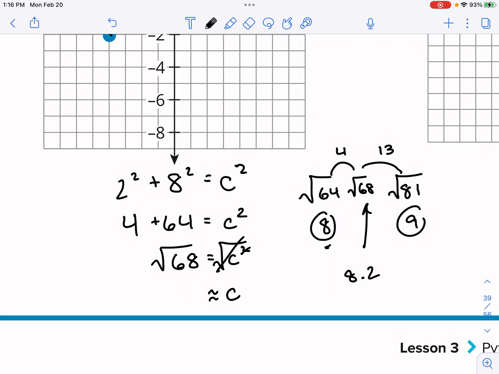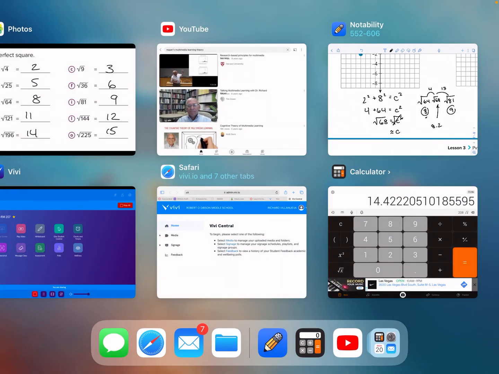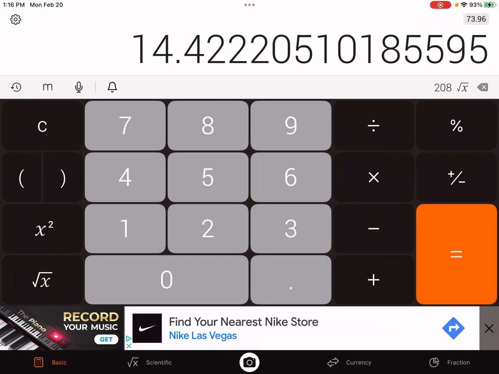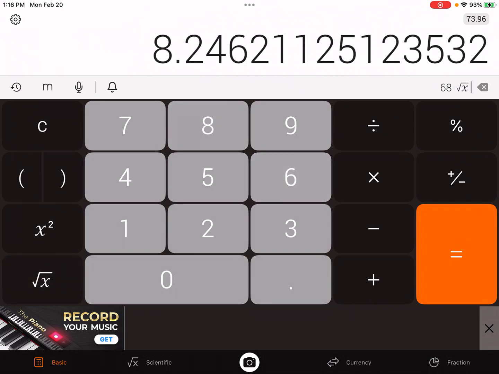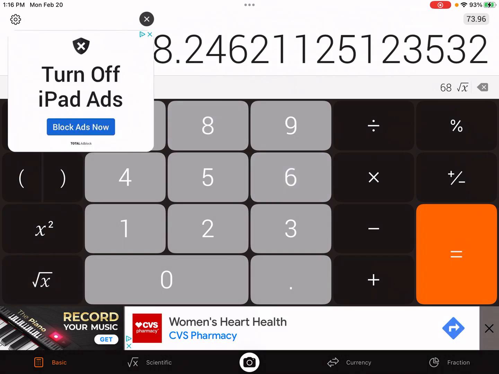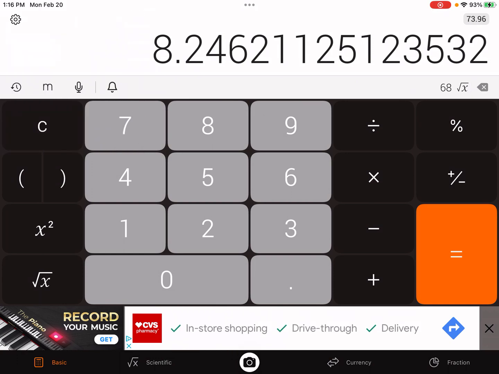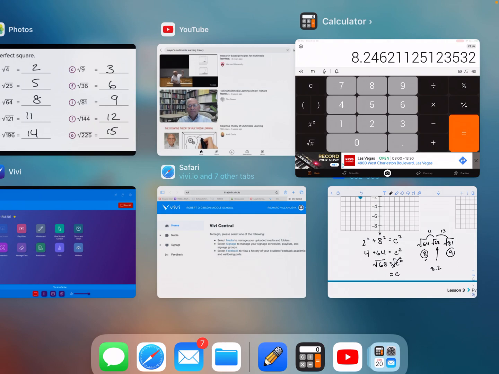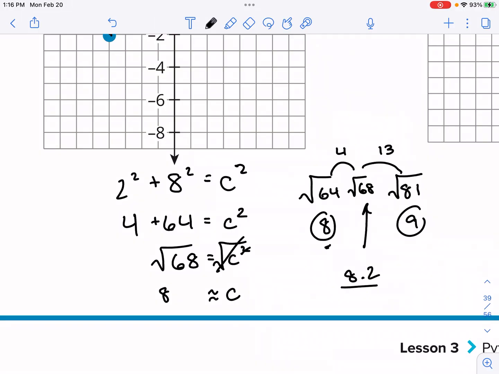So we're saying 8.2. What's the square root of 68? It's 8.246. That 4 would tell the 2 to stay. So we got it exactly. 8.2 units. So that's what C is.